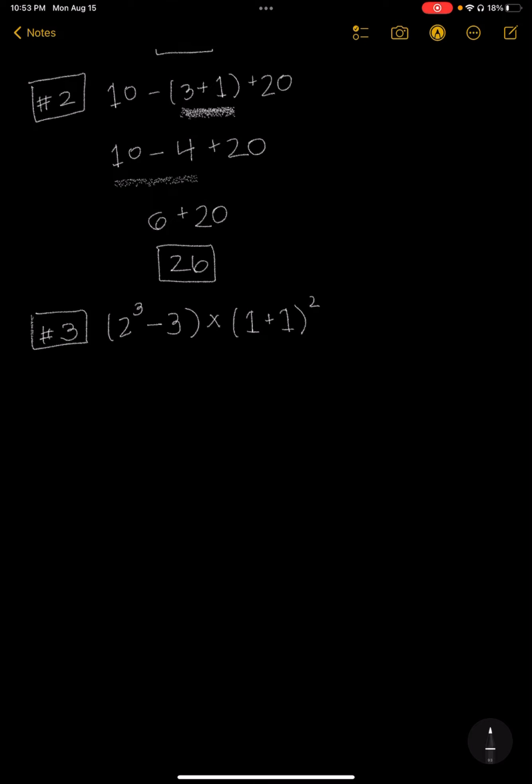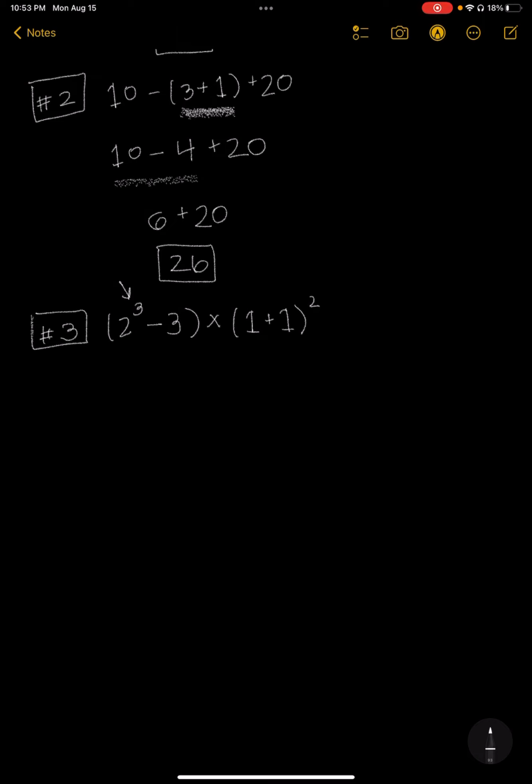Now, this first set of parentheses has two operations in it. It has an exponent with this to the third power in it. That's considered an exponent. And it also has a subtraction problem in it. So when we have a set of parentheses that has multiple operations in it, we have to use order of operations inside of that set of parentheses. So we know that it's got an exponent in it and a subtraction problem in it. What we're going to do is start with the exponent and then do the subtraction.